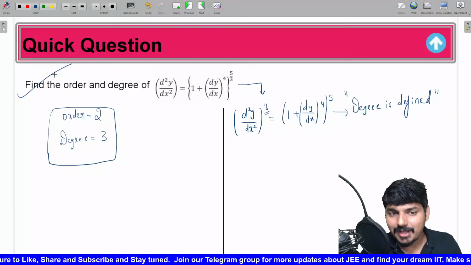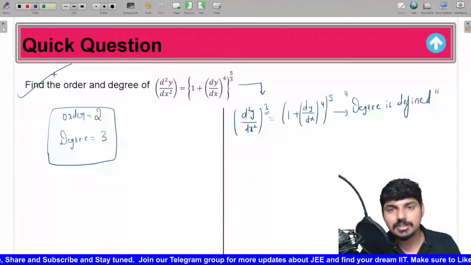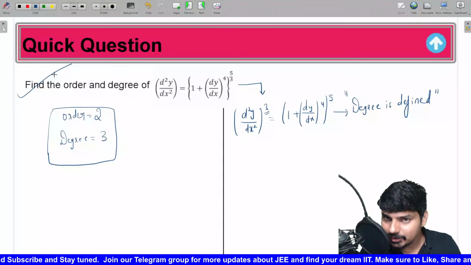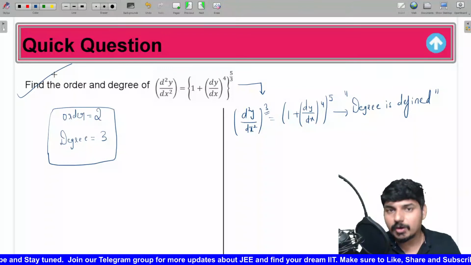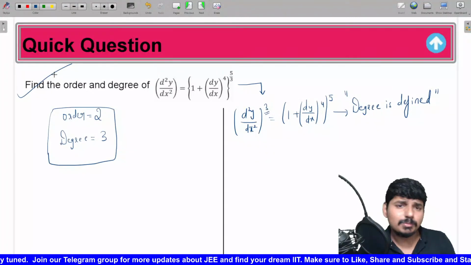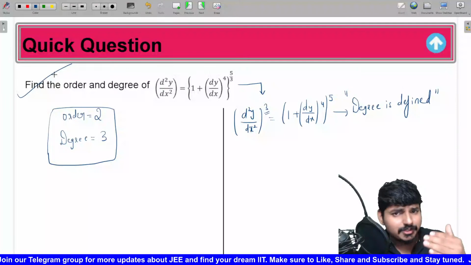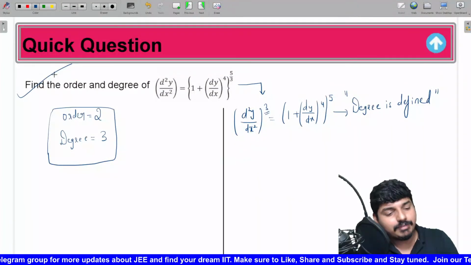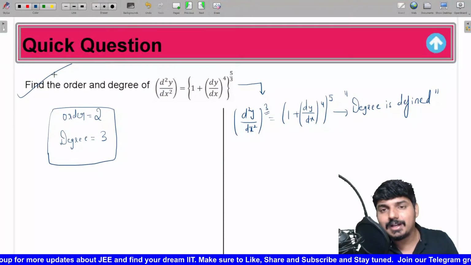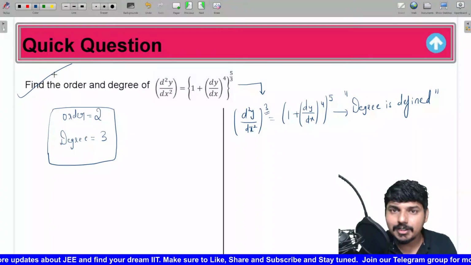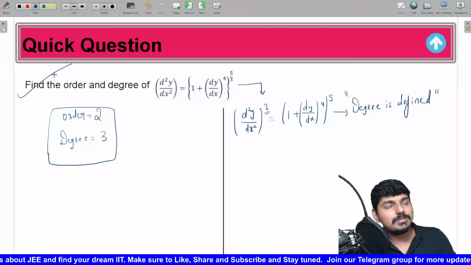Whenever you see fractional powers of any derivative, don't directly conclude that the degree is not going to be defined. Try to do the modification, try to remove the fractional powers. If you are successful in it, then in that case, the degree is going to be defined, everyone. I hope this is clear for you.